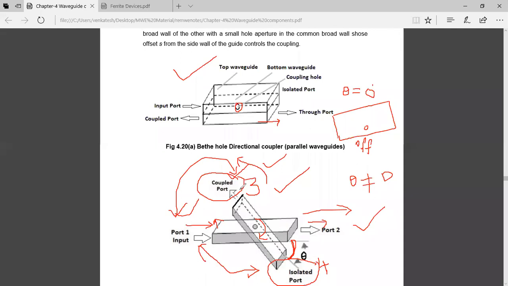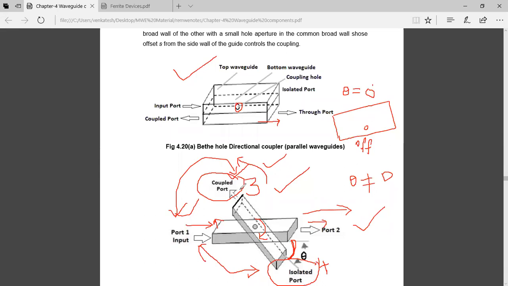So because of this functionality, whichever port we want to send the energy to, we can send the energy accordingly. And where the energy is not required to be transferred, by setting these two ports or waveguides at a certain angle, we can avoid the energy entering a particular port. So that is the intention of this Bethe hole directional coupler.